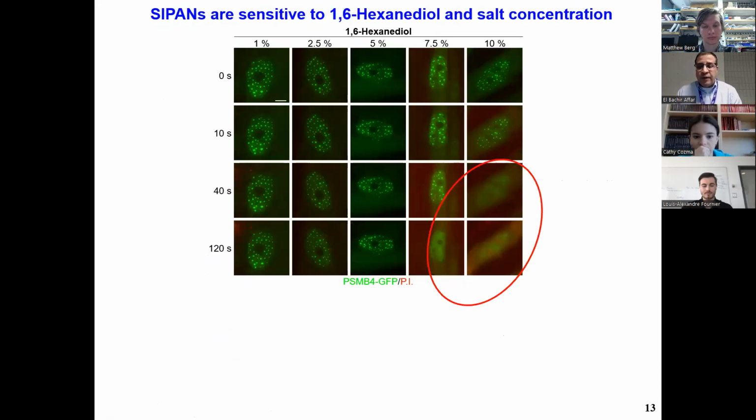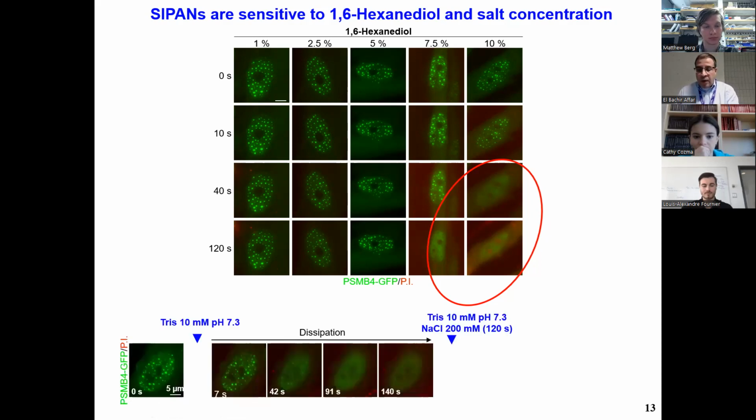So we used after that, with the idea of continuing our characterization of this liquid phase separation, this compound called exendiol, which interferes with hydrophobic interactions. And as you can see here, with higher concentrations of exendiol, we can see nicely that these foci dissipate, supporting the notion that these foci are a consequence of a liquid phase separation.